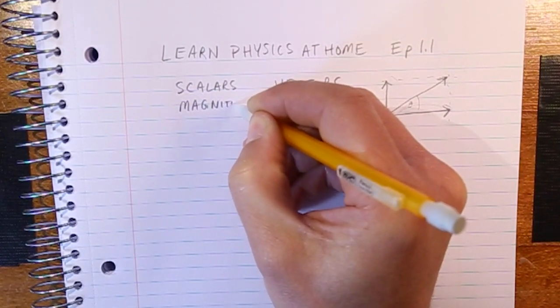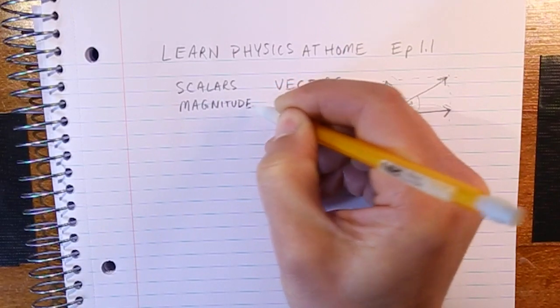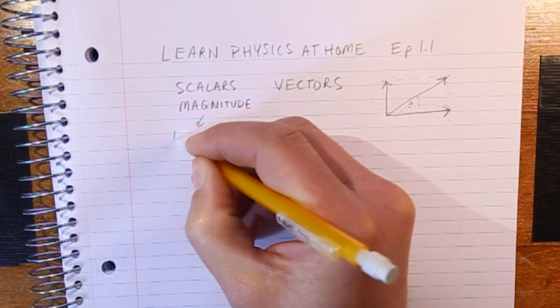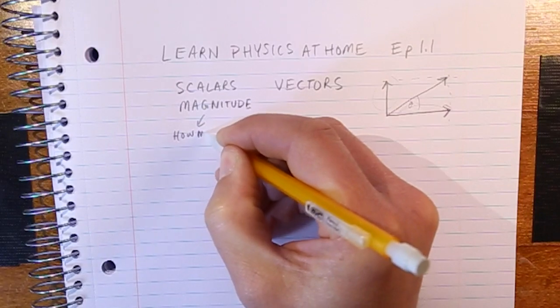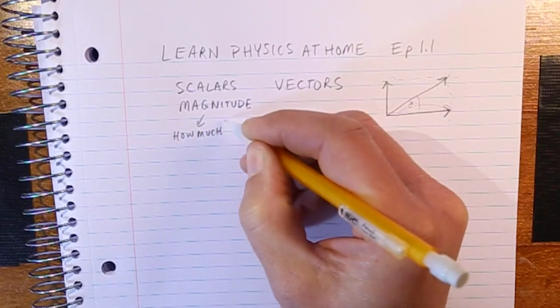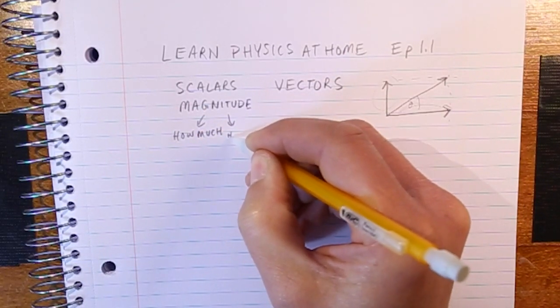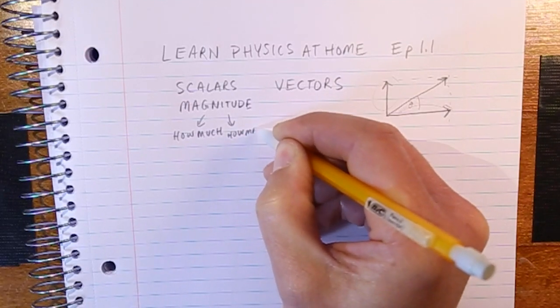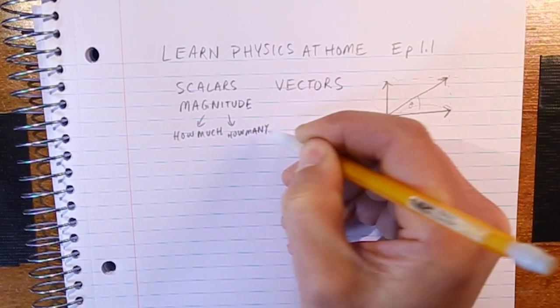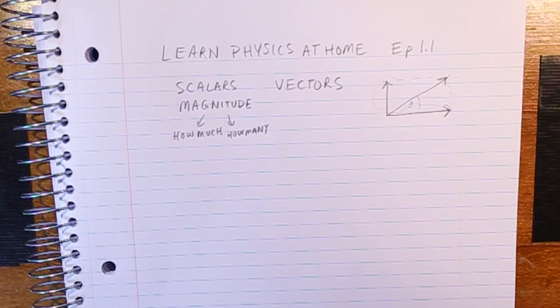Now, what does that word magnitude mean? All it means is how much or how many. So, for example, if I say I have 6 apples, I have told you an amount. I have told you the magnitude, 6, of apples that I have. And that's it. That's all a scalar is.